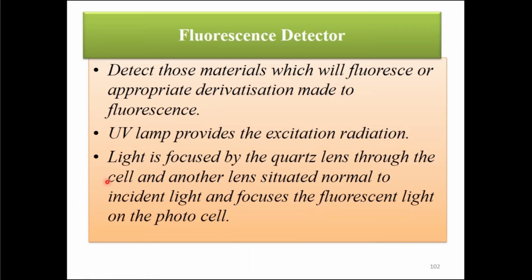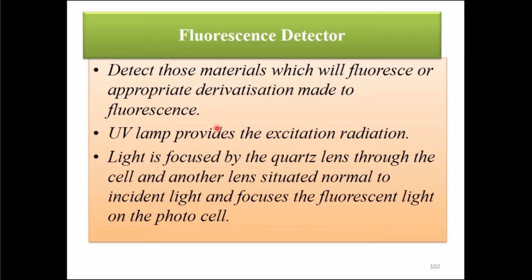Then you have the fluorescence detector. This detects those materials which will fluoresce, or appropriate derivatization may be made to cause fluorescence. A UV lamp provides the excitation radiation. Light is focused by the quartz lens through the cell, and another lens situated normal to incident light focuses the fluorescent light on the photocell.